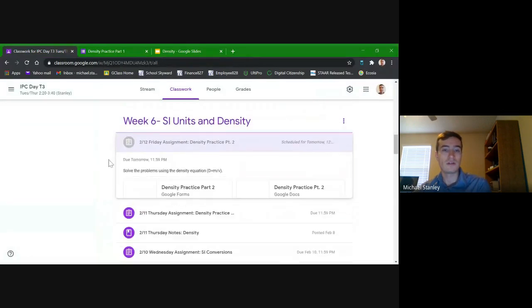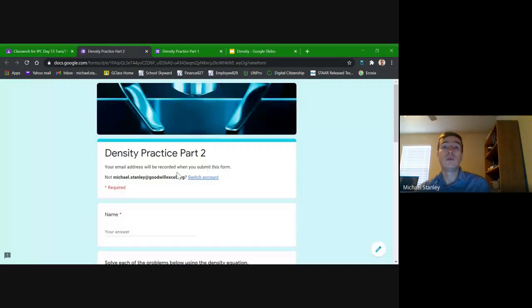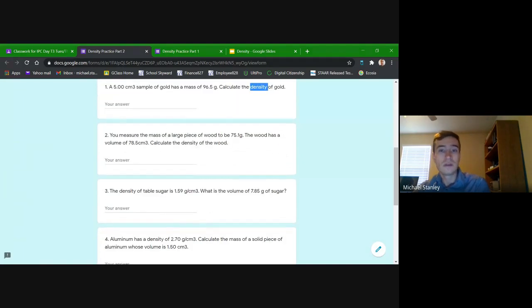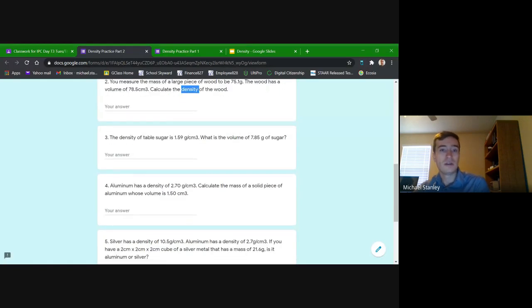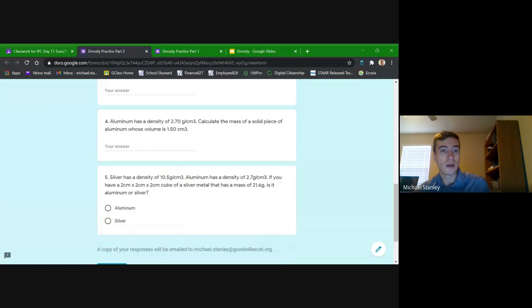And then the assignment for tomorrow is very similar. It's more practice with these density calculations. It gives you volume and mass and wants you to calculate the density. It gives you the mass, it gives you the volume, calculate the density. It gives you the density, it gives you the mass, and wants you to calculate the volume. Number 4 gives you the density and the volume and wants you to calculate the mass.